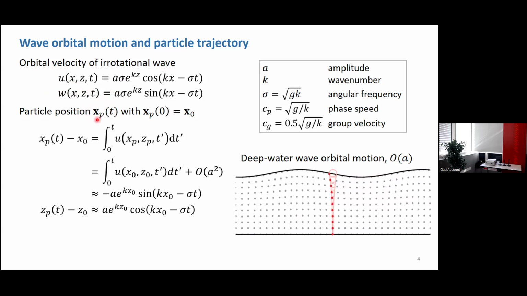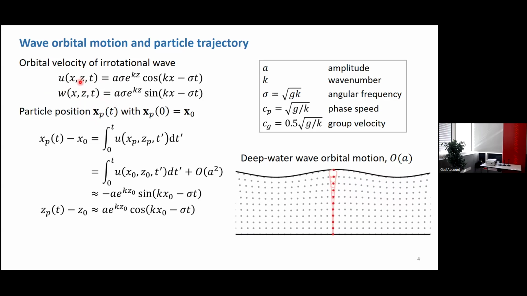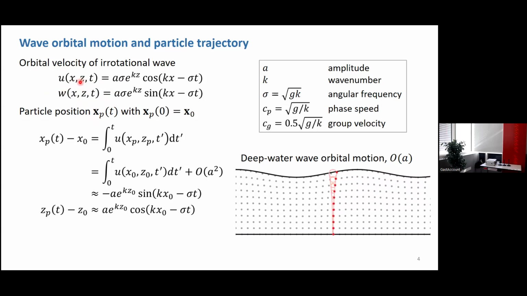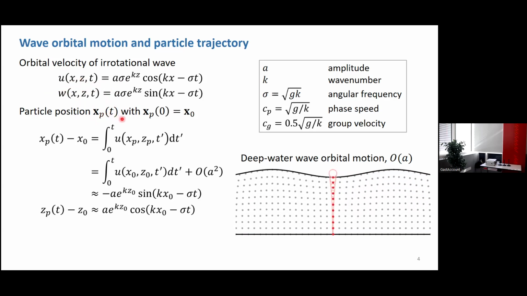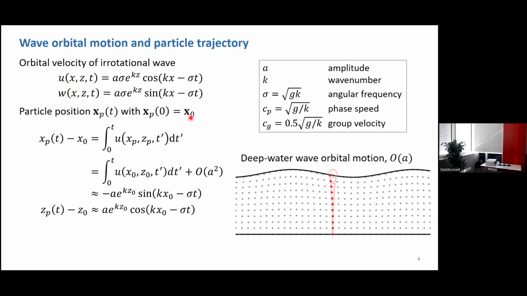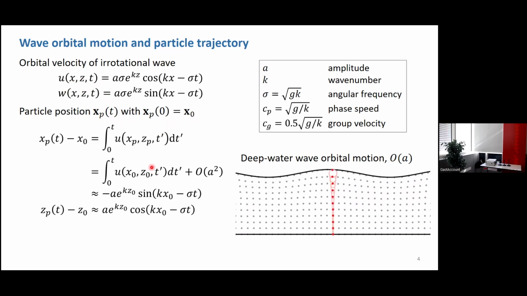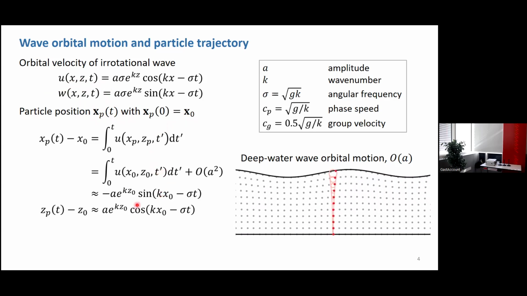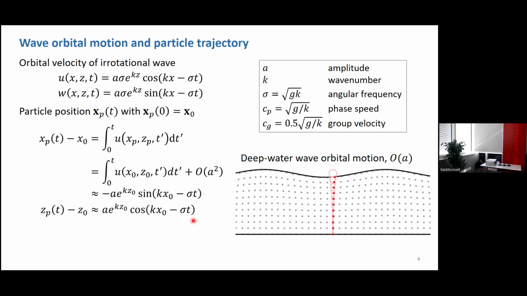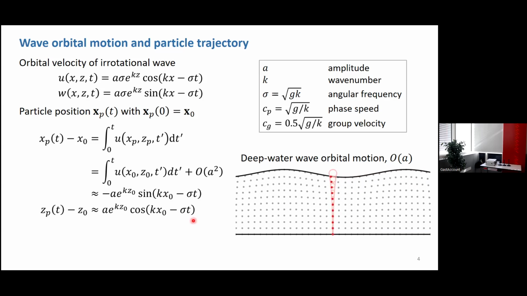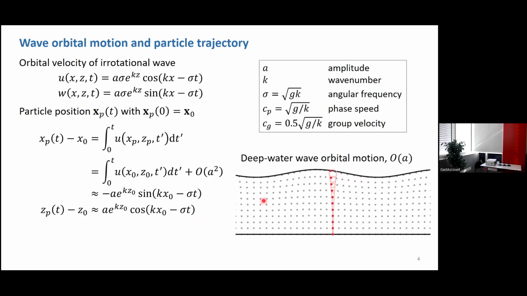To proceed, we assume that the water particle position is not displaced too far from its original reference position, which is fixed in space. So we expand the velocity field. If we take only the first order term, we have this kind of solution, which means that the water particles have circular orbits, with what is called the orbital velocity.